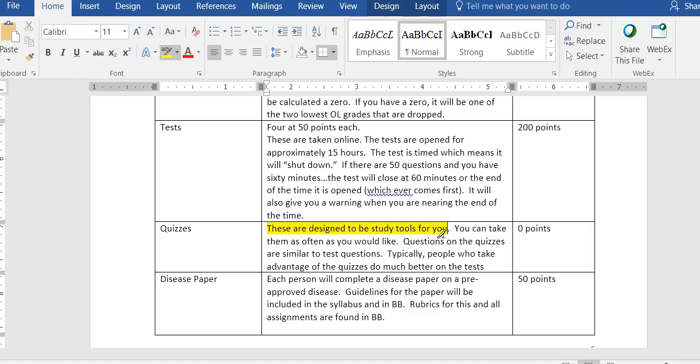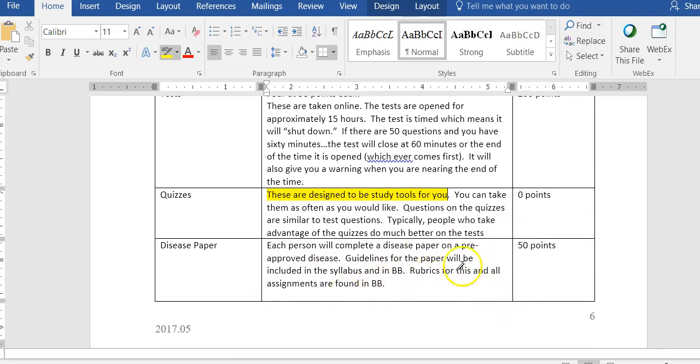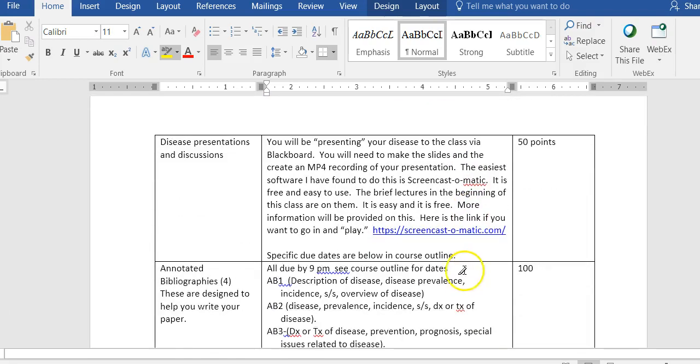If you have a B on the quiz, you typically get a B on the test. Those people who do not take the quizzes usually get D's or F's on the test. So you should take advantage of those. They're there to help you. This is your disease paper, which you will submit. It's worth 50 points. I grade that, and the rubrics will be in Blackboard.